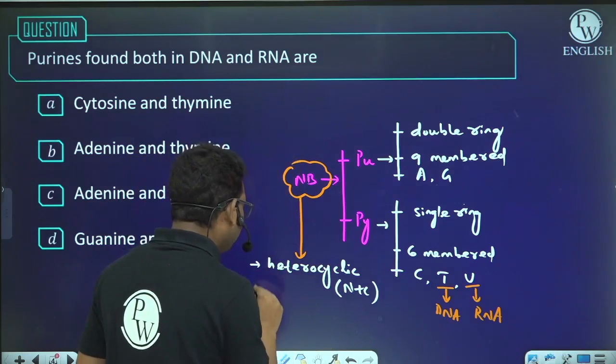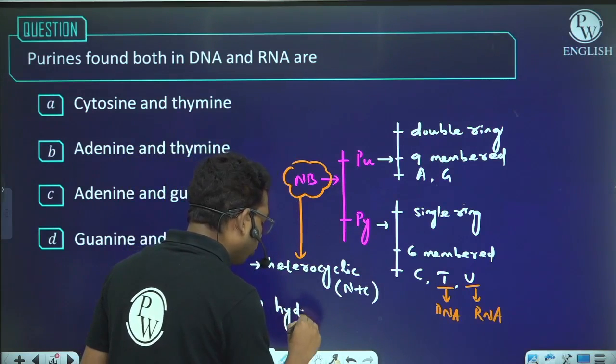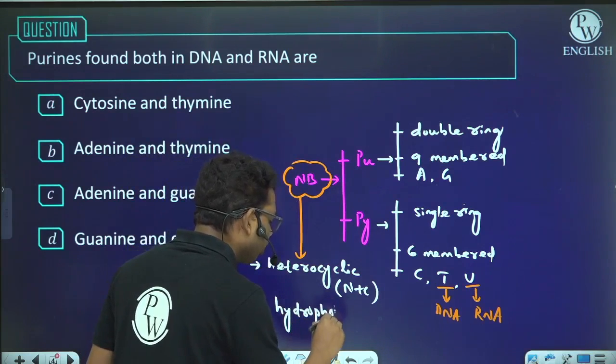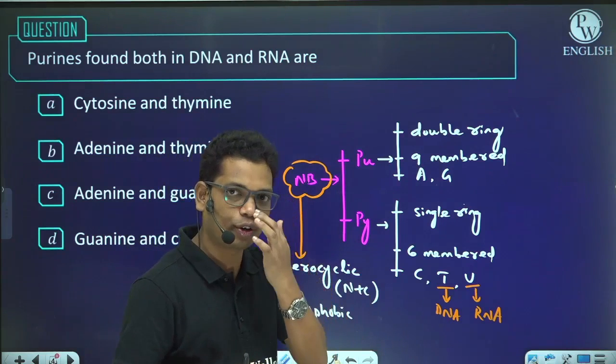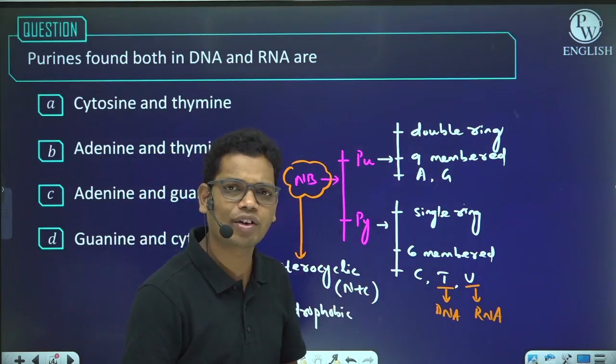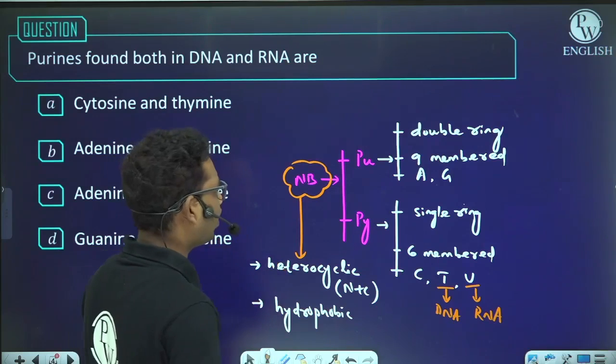And this nitrogenous base is hydrophobic. This is hydrophobic, and because these are hydrophobic in nature, that is why they lie on the inner side of the DNA molecule to avoid the interaction with the external water molecule. Okay, so this was about the nitrogenous bases.